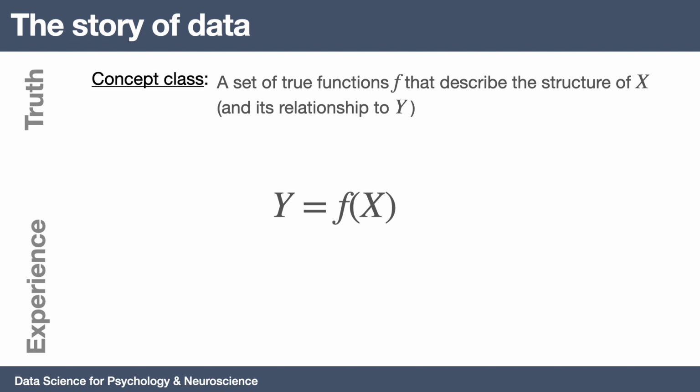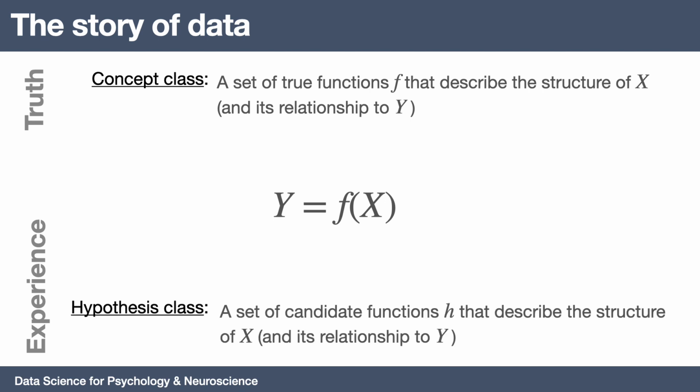On the empirical side, in the experience realm where we can collect data and hold on to and tangibly touch it, we have the hypothesis class. So this is the same relationship, except now we're going to refer to a set of candidate functions that describe the structure of x and its relationship to y as a set of hypotheses. So 2 different ways to describe the same relationship. And when we're talking about the experiential realm or the empirical realm, we'll sometimes refer to it as h of x, the hypothesis about x that projects to y.